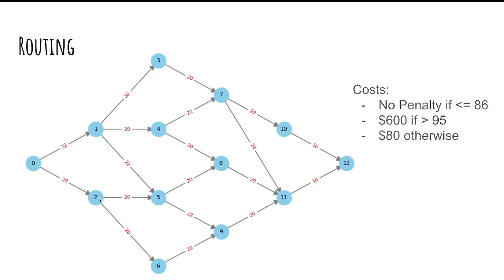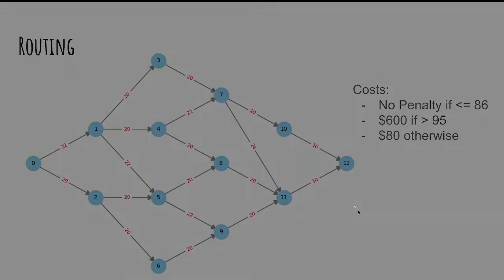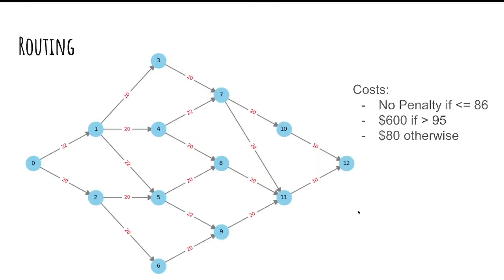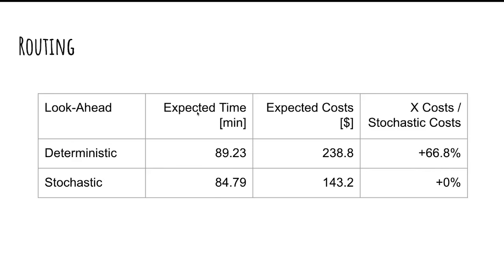So that's the deterministic version. The stochastic version puts a distribution around these travel times, and then computes the lowest expected node I should be going to, from where I'm actually going to have the least costs to go there. And if I do that, the results are massively better. So the expected time goes down by about 5% if you use the stochastic version. And the costs go down by 67%.